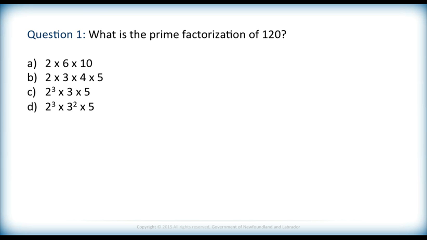Let's first see if there's any of the responses that does not equal 120. Options A, B, and C all equal 120, but option D does not. So let's take that option D and we can eliminate that one right away because it is no good for us.